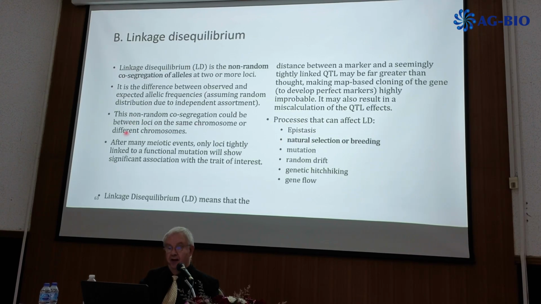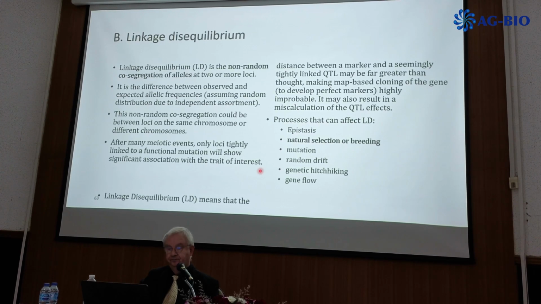This non-random co-segregation in general could be between loci on the same chromosome, or even on different chromosomes. I already mentioned that linkage disequilibrium to a greater part can be compared to linkage in linkage mapping, but in some cases, if you select for other markers on other chromosomes, then you can also see linkage disequilibrium. After many meiotic events, only loci that are tightly linked to the functional mutation will show significant association with the trait of interest.